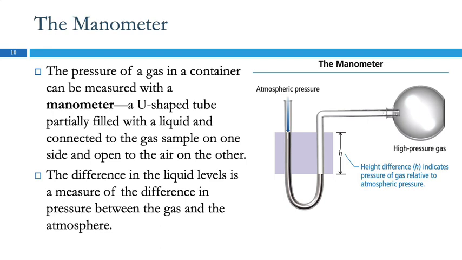If the pressure in that container was lower, then the mercury column would go in the other way. And to find the pressure here, you take atmospheric pressure and subtract that difference.